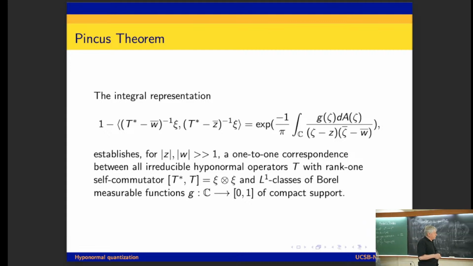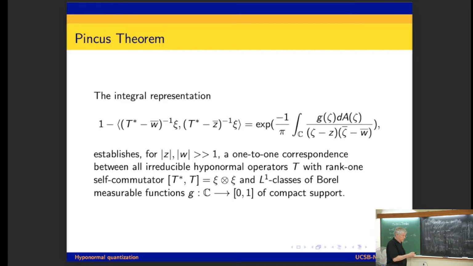And if we expand this at infinity, we'll have the moments of G. We'll have, of course, a positive definite kernel, which is not Hankel, but still encodes the properties of T, which was hyponormal, and soon we'll restrict ourselves to rank 1 self-commutator.